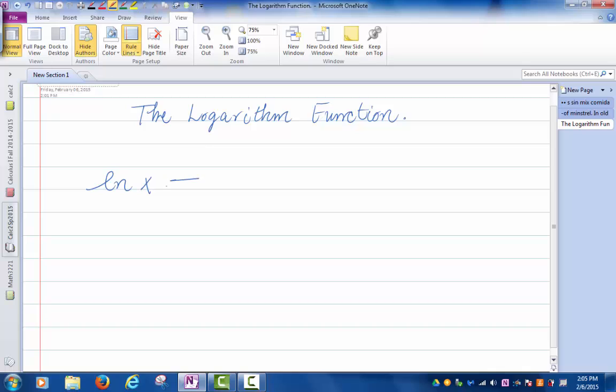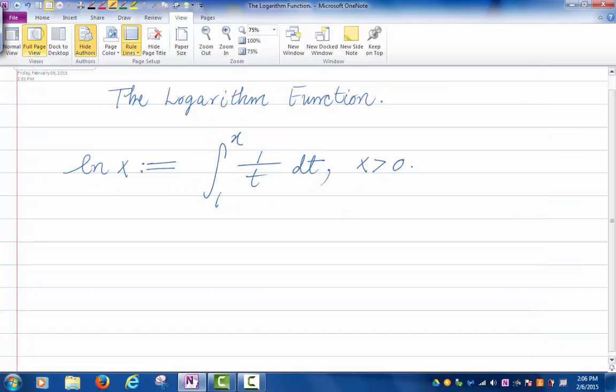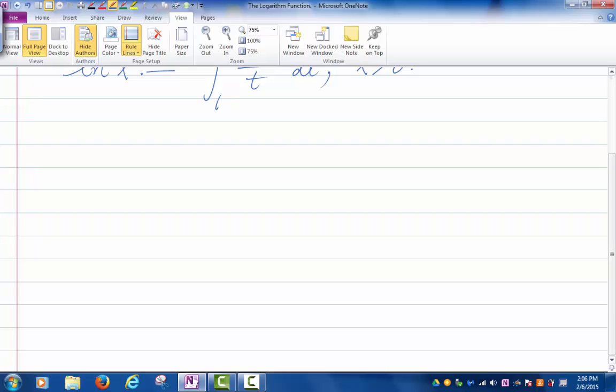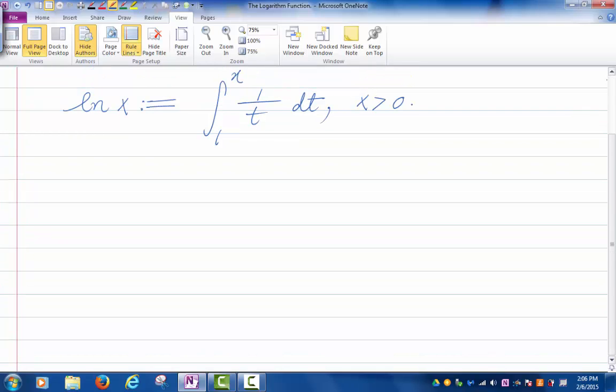In any case, what's the definition of this? The value of ln at x is the integral from 1 up to x of the function 1 over t dt, and we are defining ln x only for positive x. So this function is defined only for positive x. Is everybody clear? Now let's see what's the meaning of this function. What is it really computing?